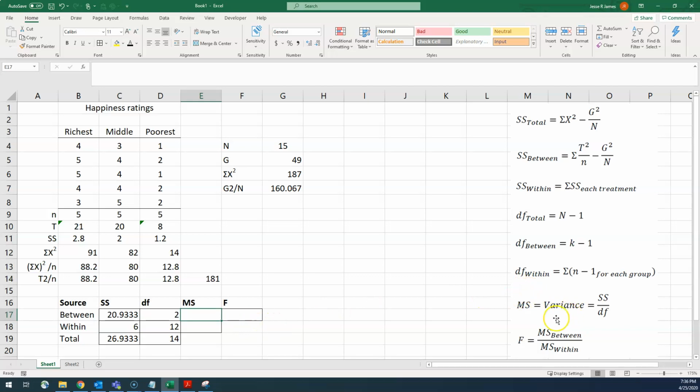Finally, for our mean squares, we are computing the variance, which is the sum of squares divided by the degrees of freedom. And we do the same thing for the second row there. And our F ratio is the mean squares between over the mean squares within. So we just do that divided by that, and we get our F as 20.93.